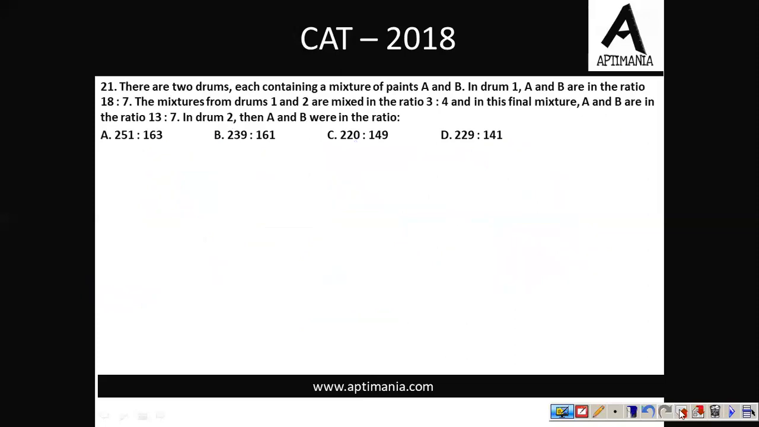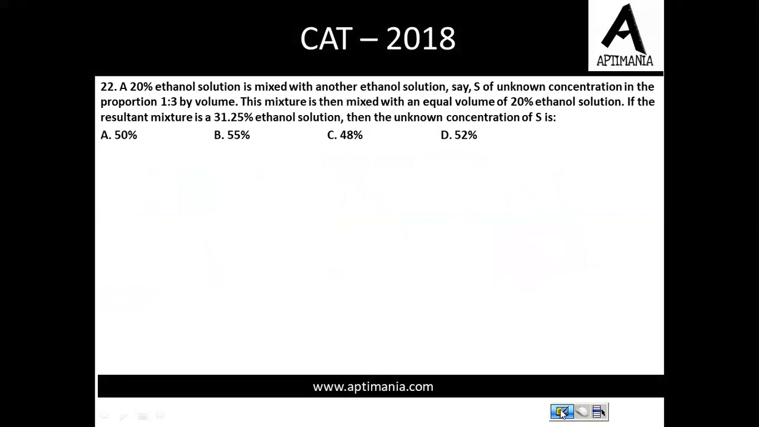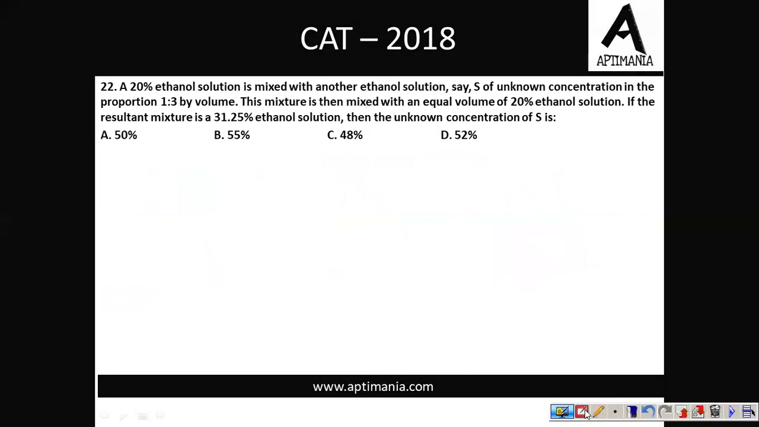Let's go ahead to the next question. Question number 22 is on the screen. Let's try to solve it out. What is given to us is that a 20% ethanol solution is mixed with another ethanol solution of unknown concentration in the ratio 1:3. The mixture is then mixed with equal volume of 20% ethanol solution.